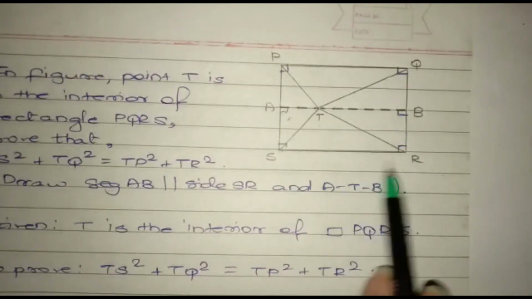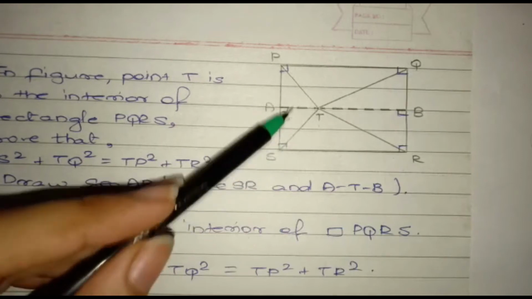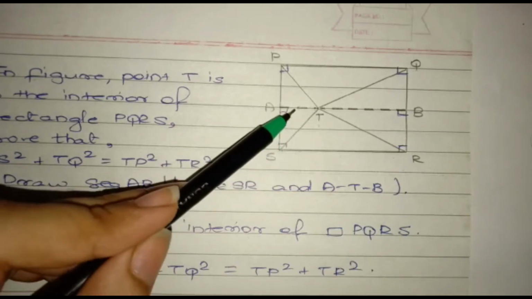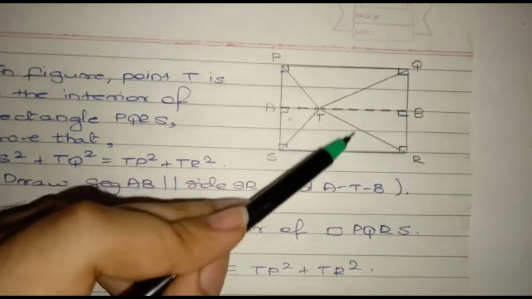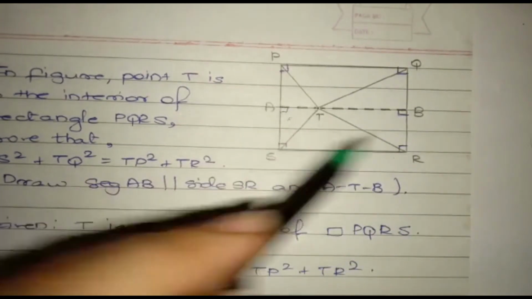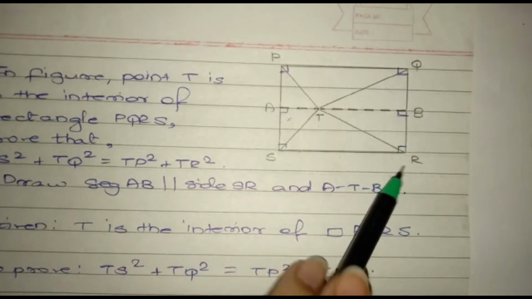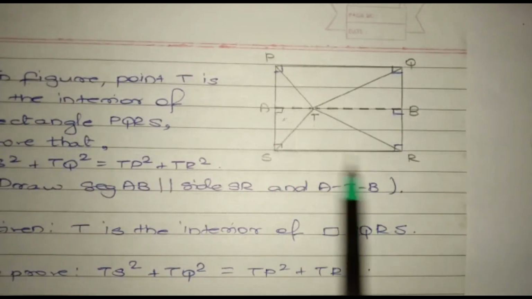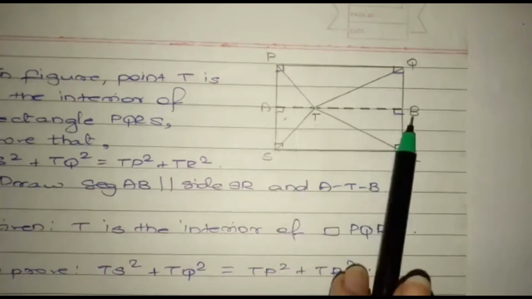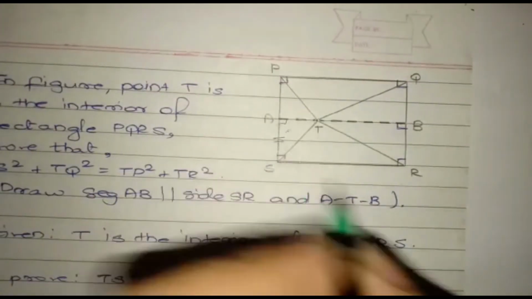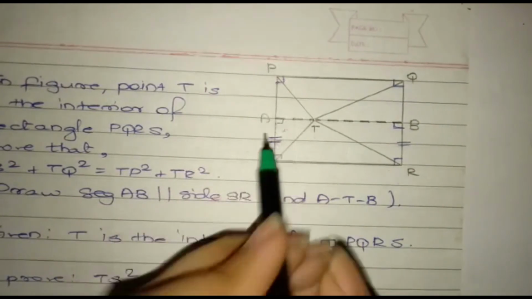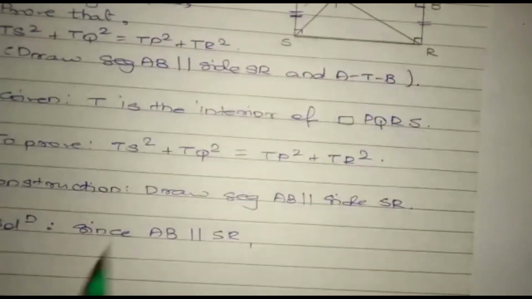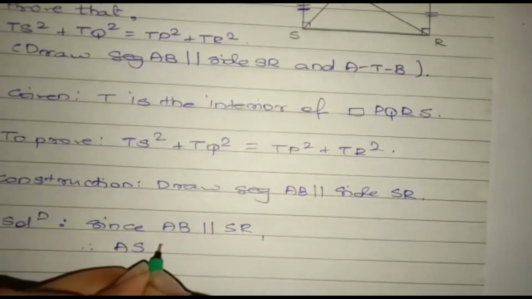Now since these both are parallel, we know that the distance between two parallel lines is constant. Wherever we consider a point here, this distance is the same, this distance is the same. Similarly AS is also the same and BR is also the same. So we can write, since AB is parallel to SR, AS is equal to BR.